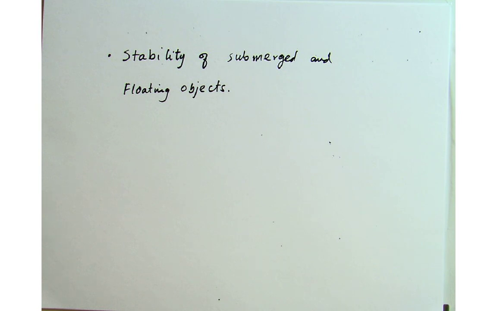In this video I will talk about the stability of the submerged and the floating objects. In the last video we looked at exactly why some objects will float and why some will sink because of the buoyancy force and everything, but in this one I will talk about the stability. And let's actually look at the stability of the submerged and the floating objects.